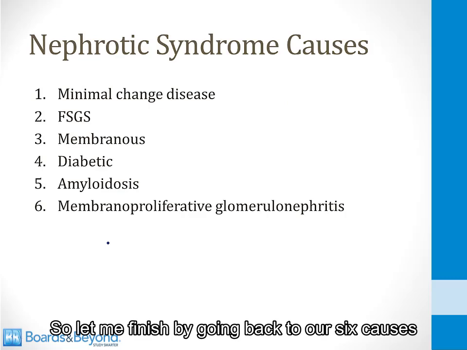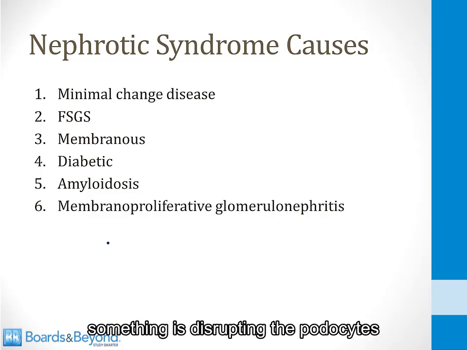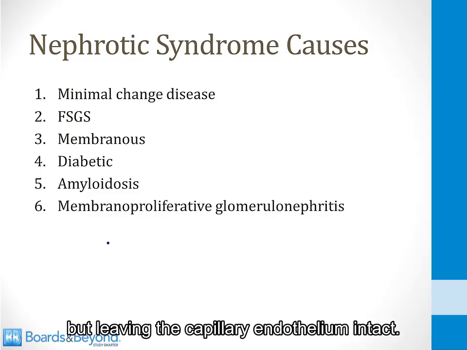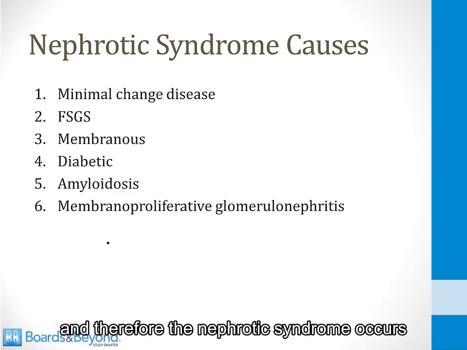So let me finish by going back to our 6 causes of the nephrotic syndrome. Remember that in all of these disorders, something is disrupting the podocytes and the basement membrane, but leaving the capillary endothelium intact. That leads to leakage of proteins, but not leakage of red cells, and therefore the nephrotic syndrome occurs and not the nephritic syndrome.